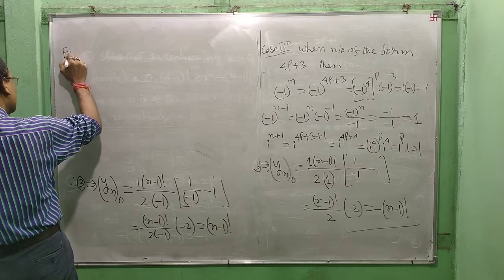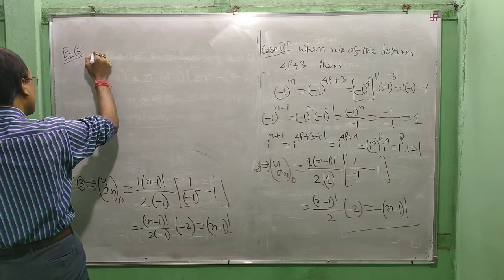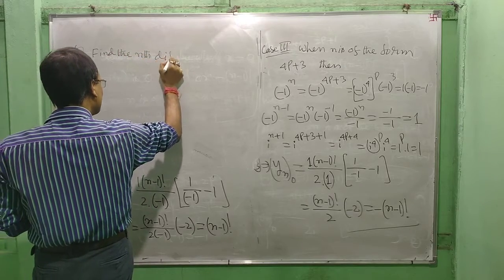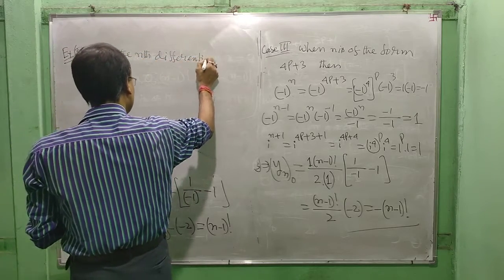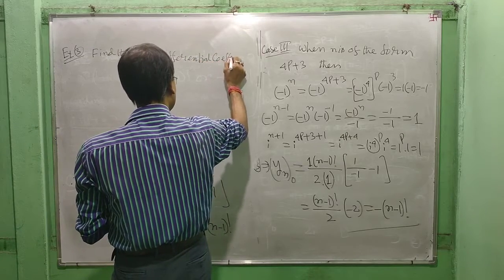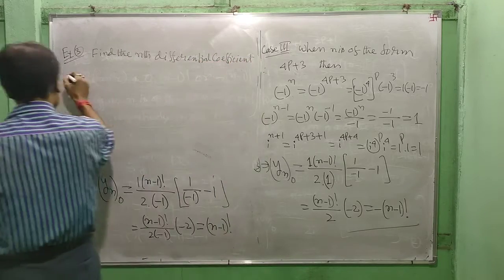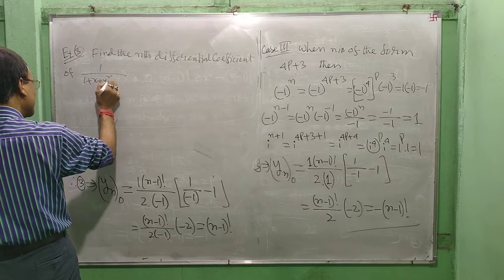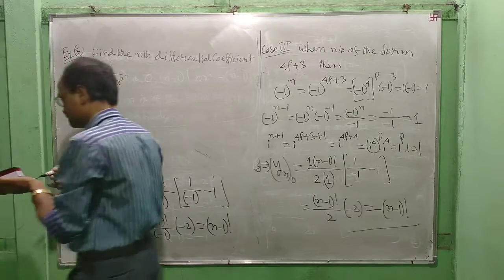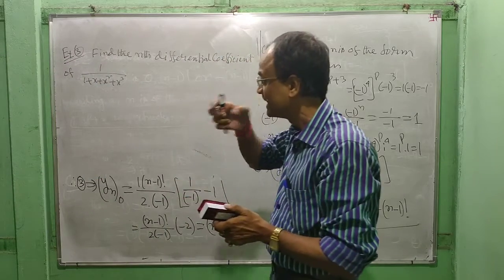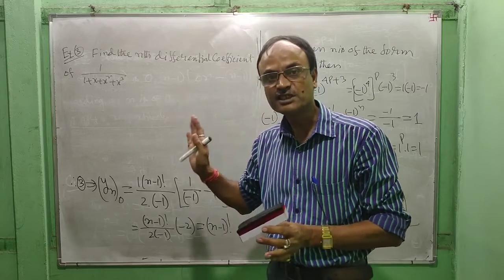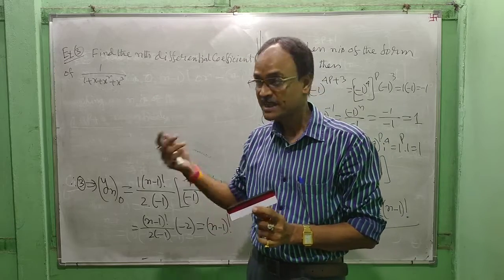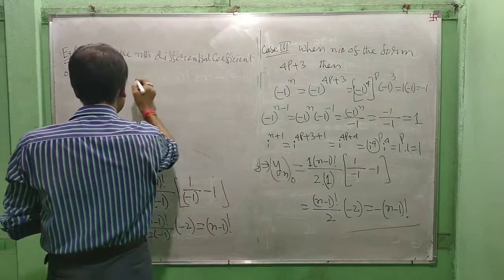Problem number 3. Similar problem. Find the nth differential coefficient of 1 by 1 plus x square plus x cube. This is the first part. We have to find the nth differentiation of this. And the second part is M Ch Deka.